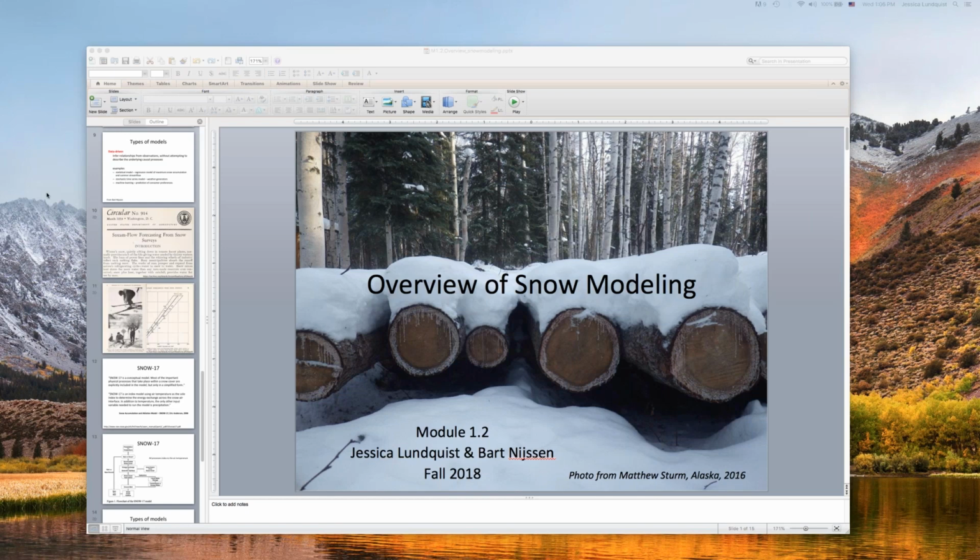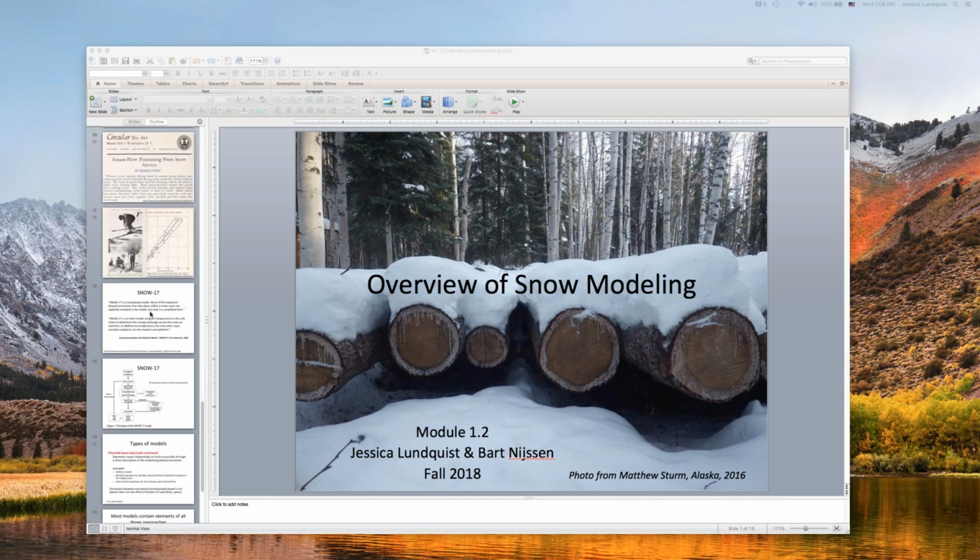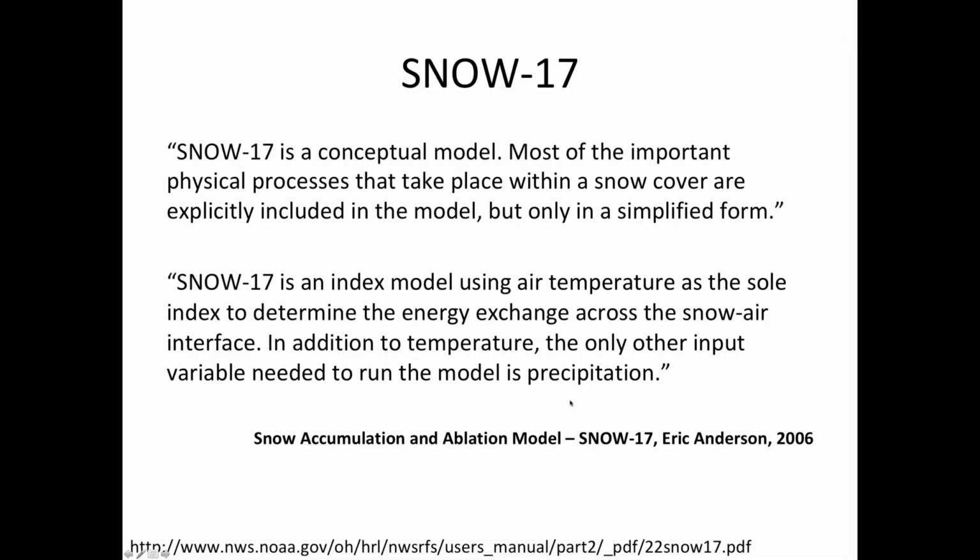Maybe about a third of you have heard of it. All right. It's a conceptual model. It was developed by Eric Anderson, and it's a very well-developed model. It's what's called a temperature index model. It uses air temperature as the sole index to determine the energy exchange across the snow air interface. In addition to temperature, the only other input variable needed to run the model is precipitation.